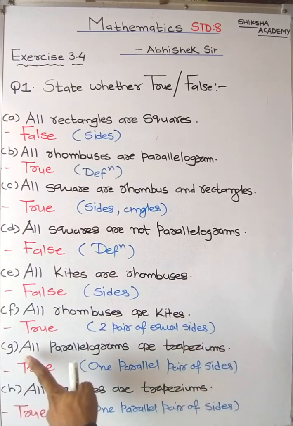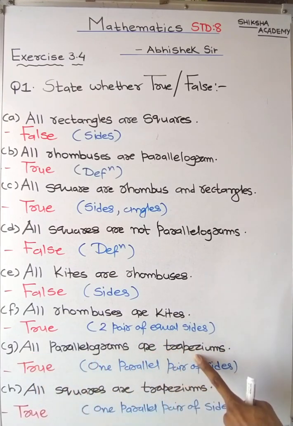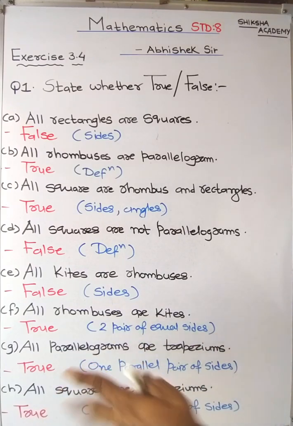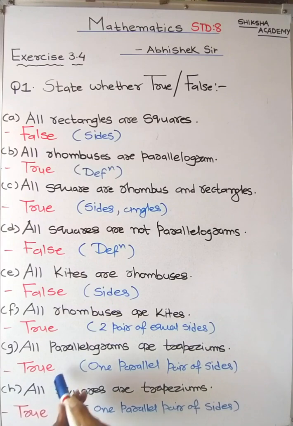Clear? Next is all parallelograms are trapeziums. So what is the condition for a trapezium? Any one parallel pair of sides. So this is fulfilled by a parallelogram because they have two pairs of parallel sides. Clear? So this is true.